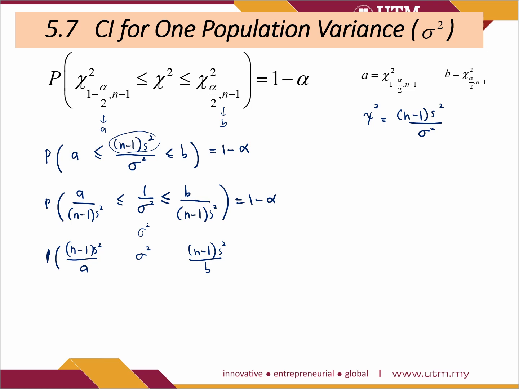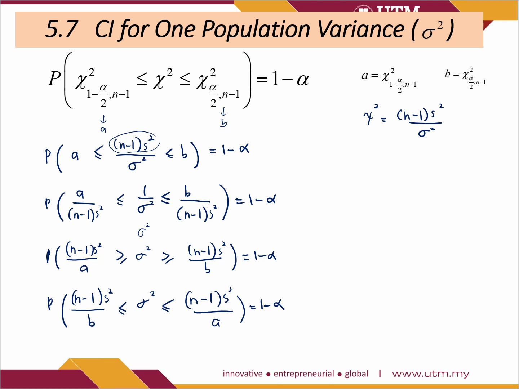So taking the reciprocals will make the symbols reversed. So now it becomes greater than and greater than. So if I rearrange this, I will get here our lower limit, n minus 1 s square over B, less than or equal to sigma square, less than or equal to n minus 1 s square over A.